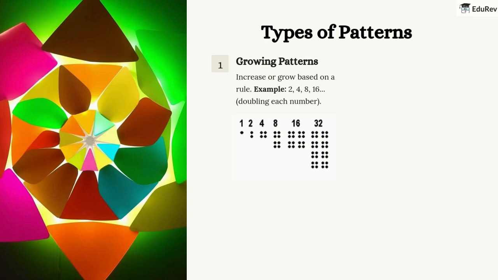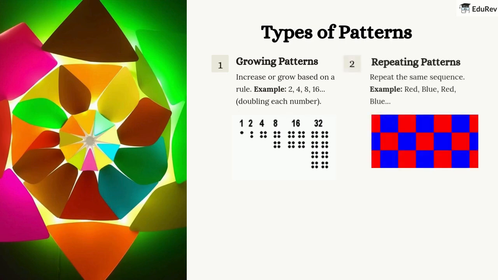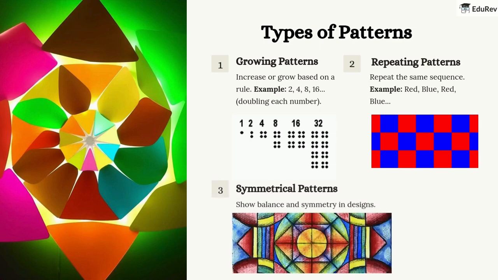The first type is a growing pattern. Here, the pattern grows or increases. For example, 2, 4, 8, 16, each number is double the previous one. Next is a repeating pattern. This means the same sequence is repeated. For example, red, blue, it just keeps repeating. And finally, there are symmetrical patterns. These are patterns that are balanced and look the same on both sides.